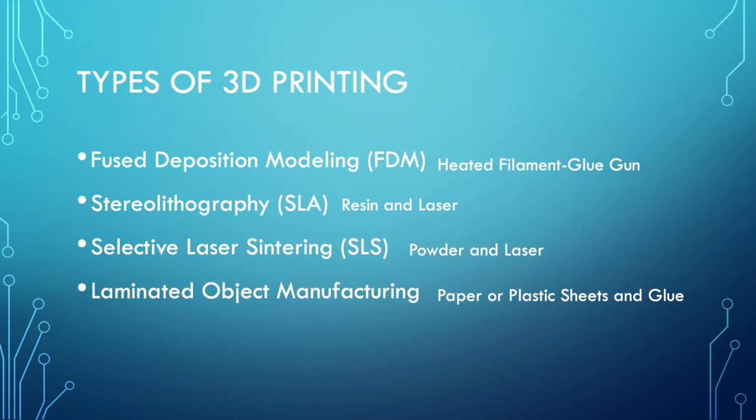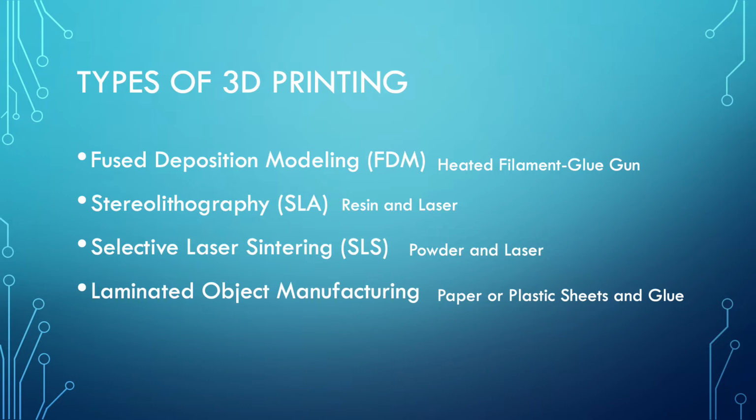The most common types of 3D printing are fused deposition modeling, which uses heated filament and is comparable to a very high-tech glue gun; stereolithography, which uses plastic resin and lasers. The laser hardens the resin layer by layer. Selective laser sintering uses a fine powder and a laser. The laser passes through and hardens only the powder needed. This one is used most often with metal 3D printing.